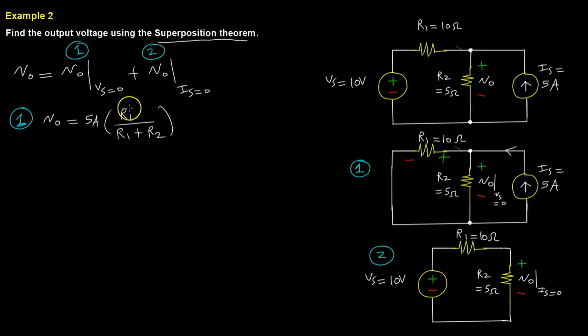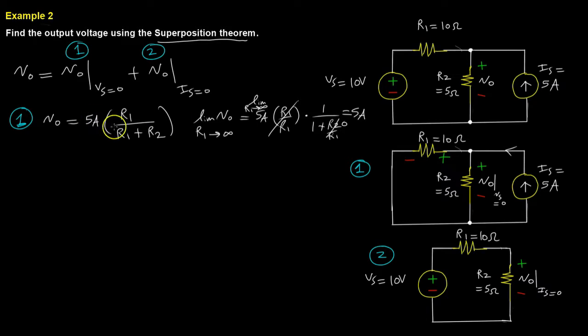If R1 gets huge, let's take the limit of Vout as R1 approaches infinity. What would you get? You would get 5 amps times, let's factor R1 out, R1 over R1 multiplied by 1 over 1 plus R2 over R1. If you're taking the limit as R1 approaches infinity, we can cancel those out, R1 goes to infinity, this goes to zero, and we get 5 amps, which makes sense. Intuitively and mathematically, we have proven that. That's how I think about current divider: it's the other guy's resistance that goes into the numerator. If you don't like it this way, you can simply combine these two resistances.